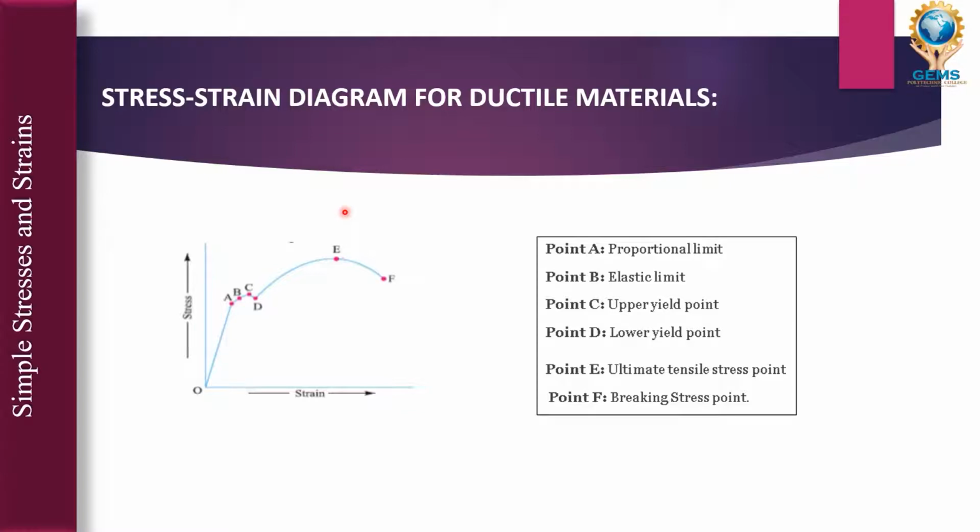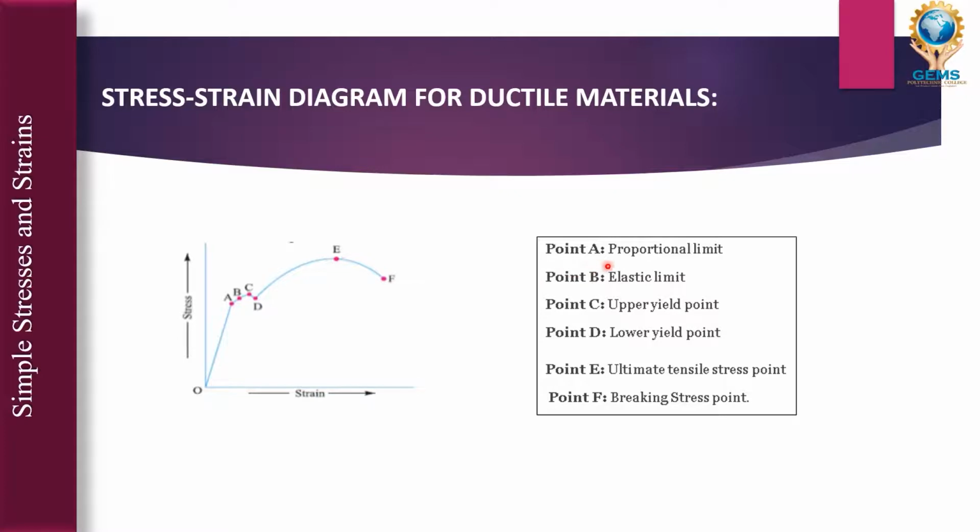Understand? So first of all, we will see point A, point B, point C, point D, point E, and point F. There are a total of 6 points in a graph, a stress versus strain graph. Understand? Actually, this is a graph for a ductile material. That means a stress versus strain diagram or chart for ductile material. So there are mainly 6 points: point A, point B, point C, point D, point E, and point F.